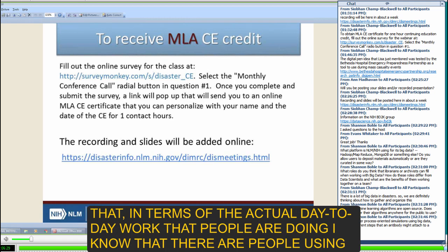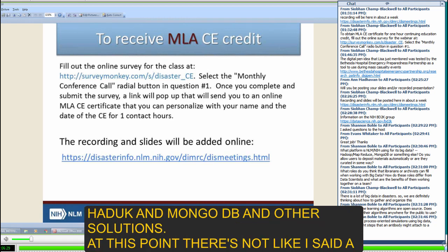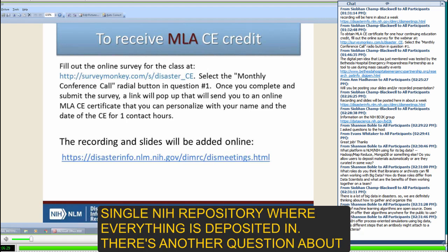In terms of the actual day-to-day work that people are doing, I know that there are people using Hadoop, there are people using MongoDB and a lot of other solutions. But at this point, like I said, there's not a single NIH repository where everything's deposited.